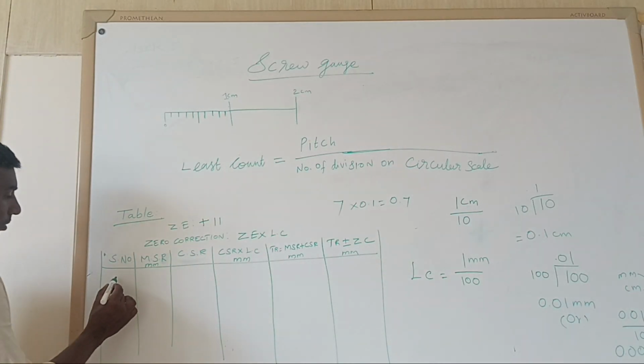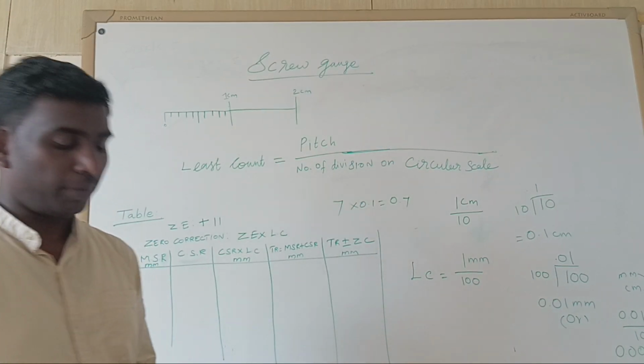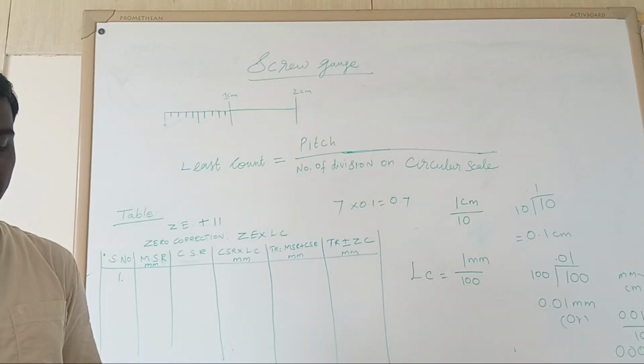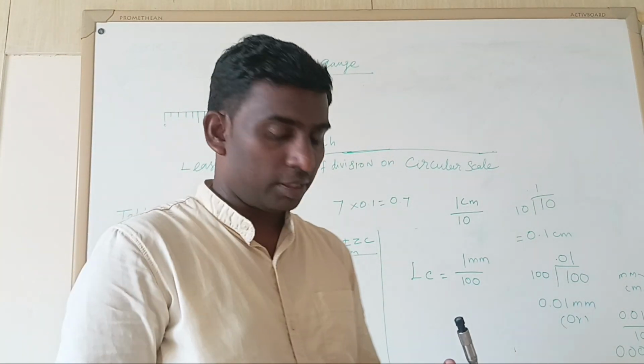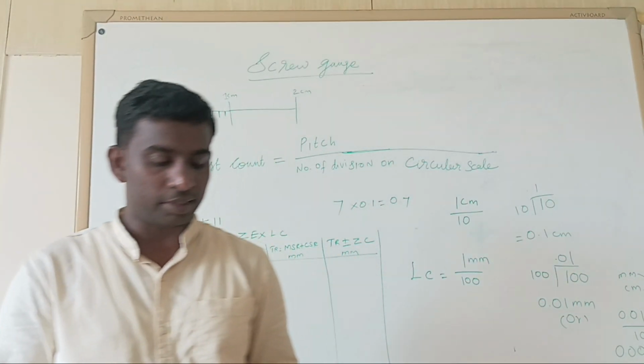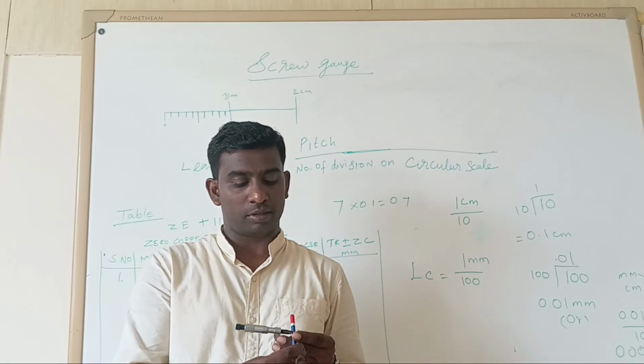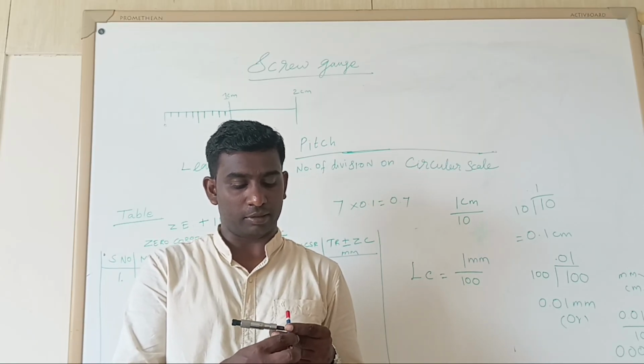Okay, the first reading I will take. Here, first reading. MSR means main scale reading, otherwise pitch scale reading. I will measure the pencil. Here there is a pencil, and I measure how much its diameter is.